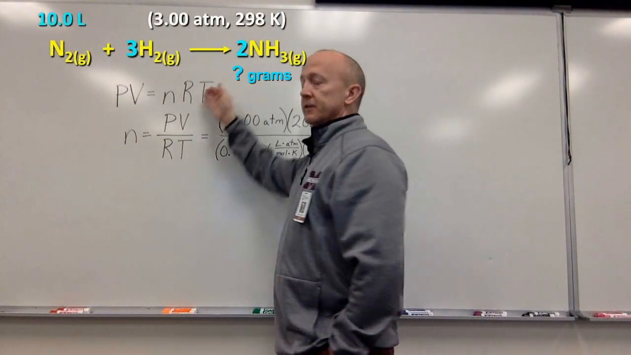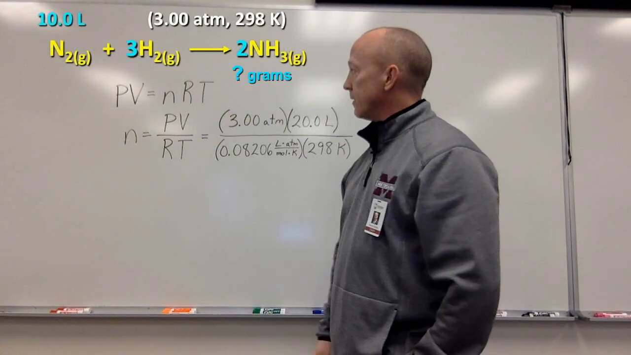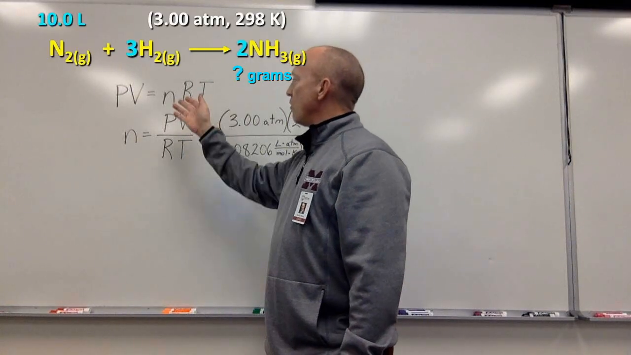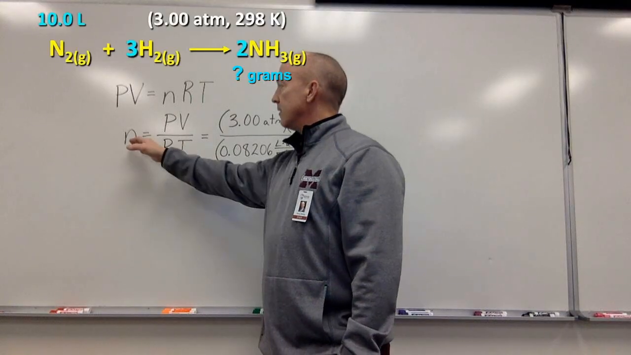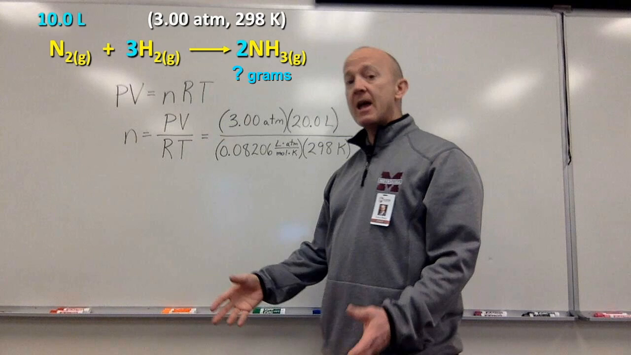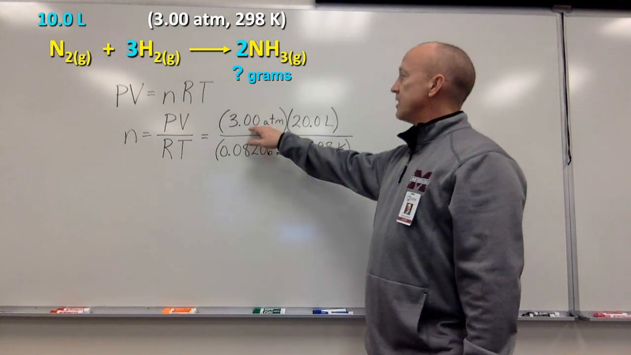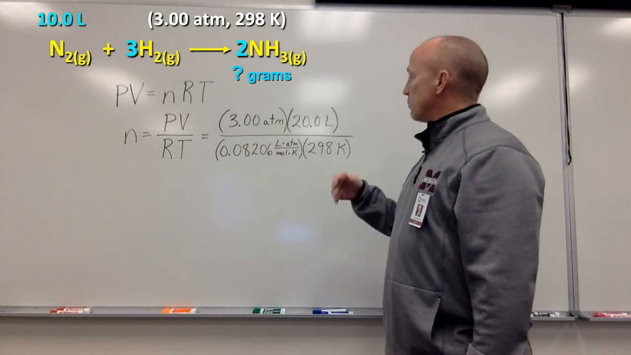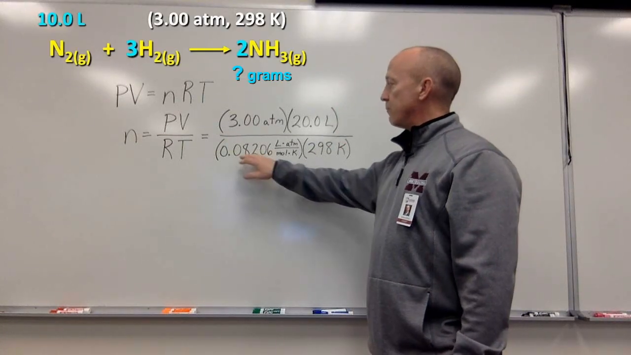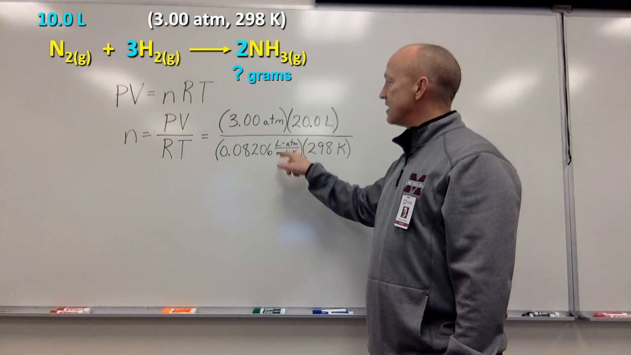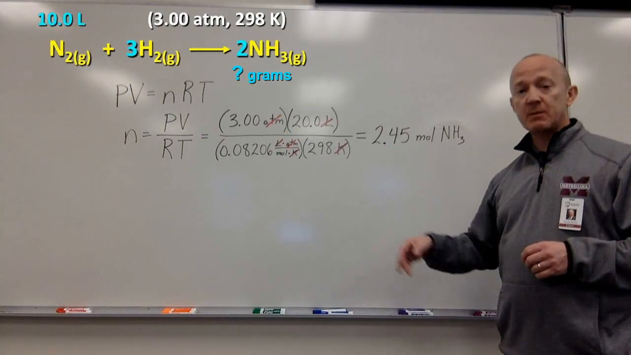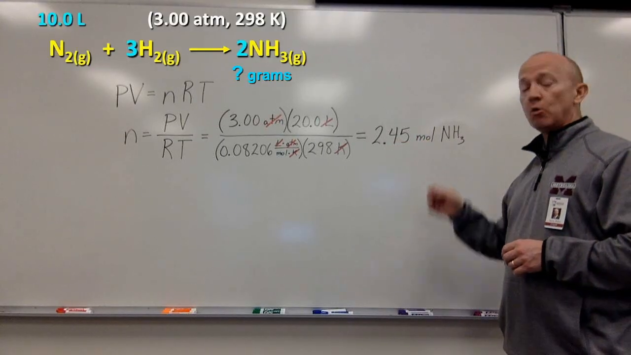Here, of course, is our ideal gas law, PV equals nRT. We're going to solve for the number of moles, which means we need to rearrange this. So, if we divide both sides by R and T, we'll get n, the number of moles, is equal to PV divided by RT. And now what we have to do is fill in. We said that we have 3 atmospheres of pressure. The result of our reaction was 20 liters of ammonia. Our R value is going to be 0.08206 since we're using atmospheres. And we have a temperature of 298 Kelvin. When we do the math, we come up with an answer of 2.45 moles of ammonia.